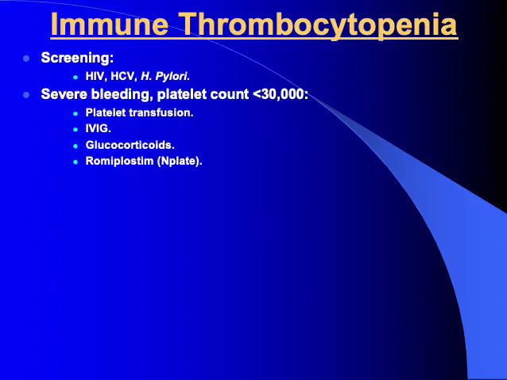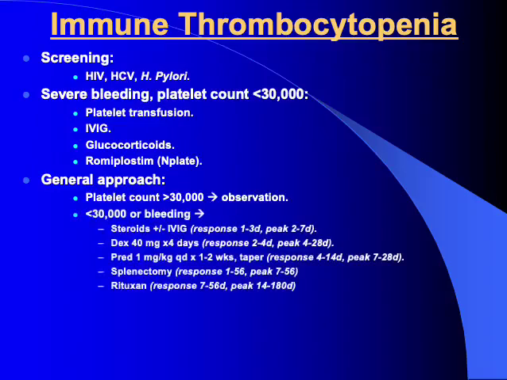The treatment of choice is IVIG or corticosteroids or thrombopoietin agonist like romiplostim, Nplate, which is an injection. A general approach for platelets of more than 30,000, again, only observation. For platelet count of less than 30,000 or bleeding, our options are listed here: steroid, splenectomy, rituximab.